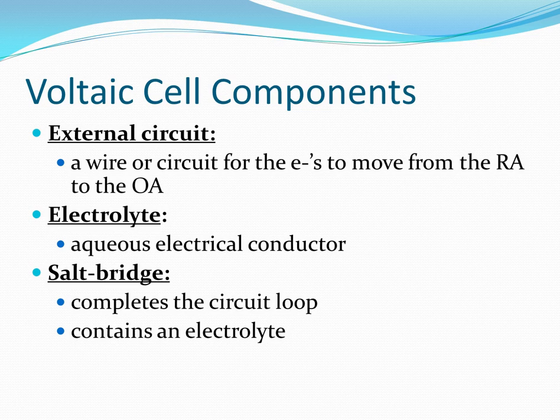Another component of a voltaic cell is the external circuit. A wire will need to connect the two electrodes to allow for electrons to travel from the reducing agent to the oxidizing agent. There will also be a connection between the two half cells, which is called a salt bridge. This connection is filled with a salt solution, which allows for travel of ions to complete the circuit loop.